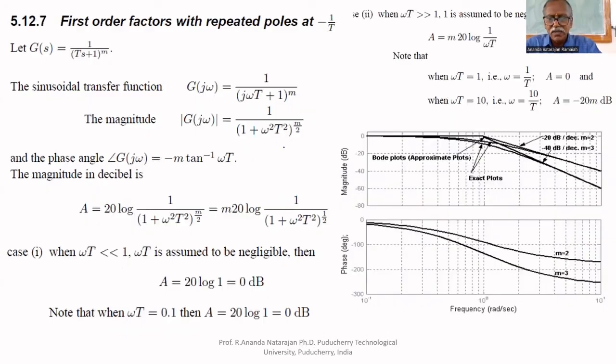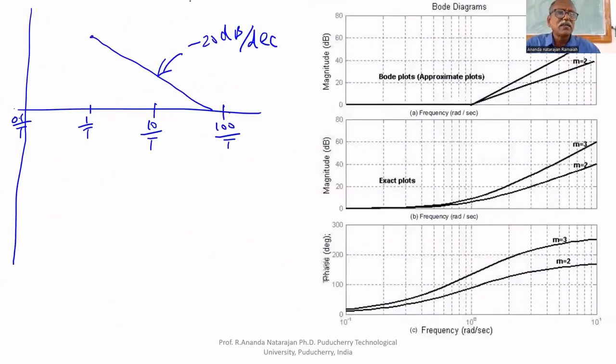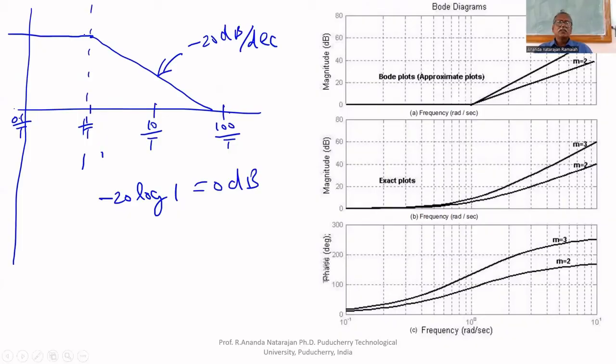In that category, on the left side of this point, what will you get? 0, because the magnitude is minus 20 log 1. Therefore, you will get 0 dB. So, this is the frequency plot for G of s equal to 1 by tau s plus 1.